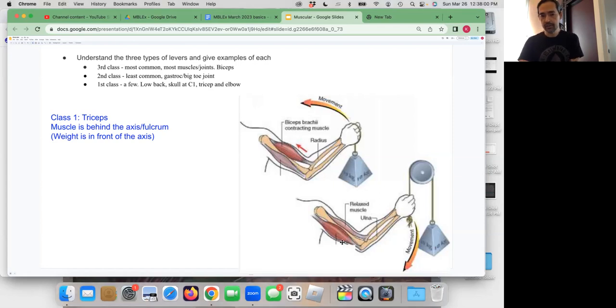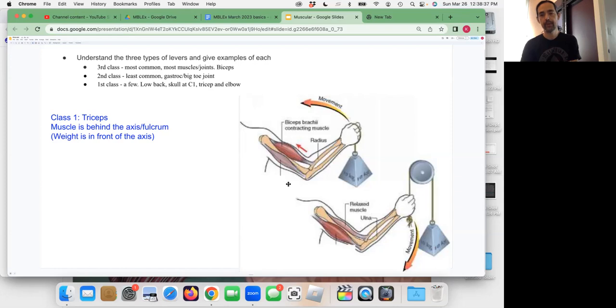So if you consider that, again, the elbow joint is the axis or the fulcrum. In a class 1 lever, the muscle is behind the axis. So it's the muscle, and then the axis in front of the muscle, and then the weight in front of the axis. Another way of saying that is that the axis is between the muscle and the weight. So the muscle is behind the axis, the weight is in front of the axis.